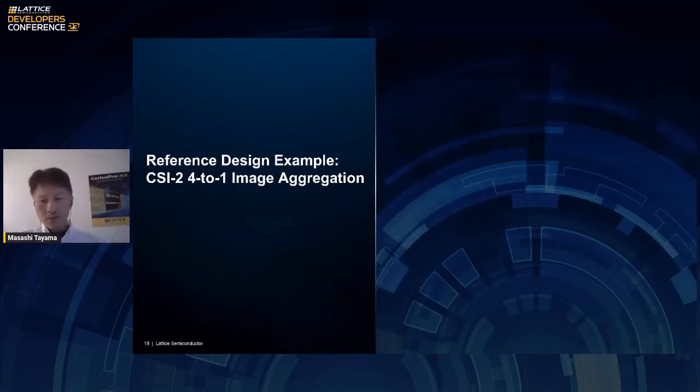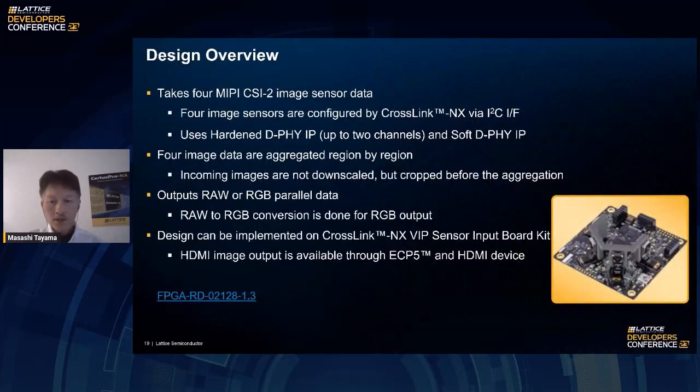Now, I'd like to pick one of the CrossLink reference designs, CSI-2 4-to-1 image aggregation, and talk about that. This reference design controls the same type of 4 CSI-2 image sensors and combines those images into one and outputs with a parallel interface. 2 hardened RX D-PHY and 2 soft RX D-PHY were used to receive 4 CSI-2 streams. Output image can be either raw data or RGB data.